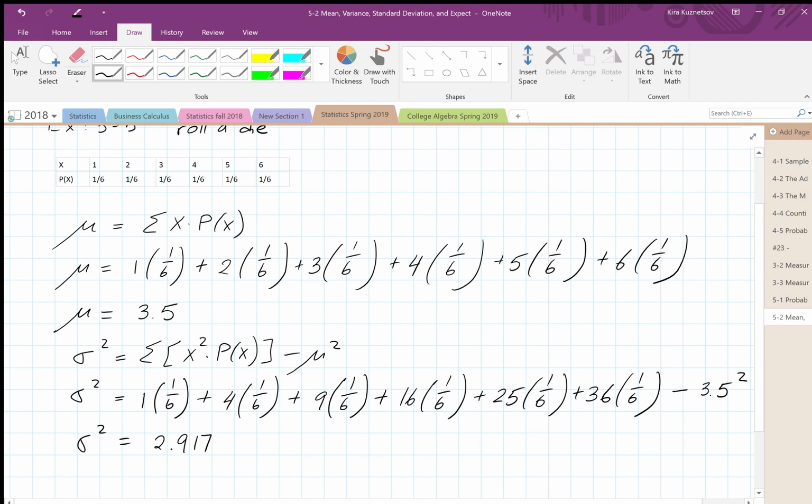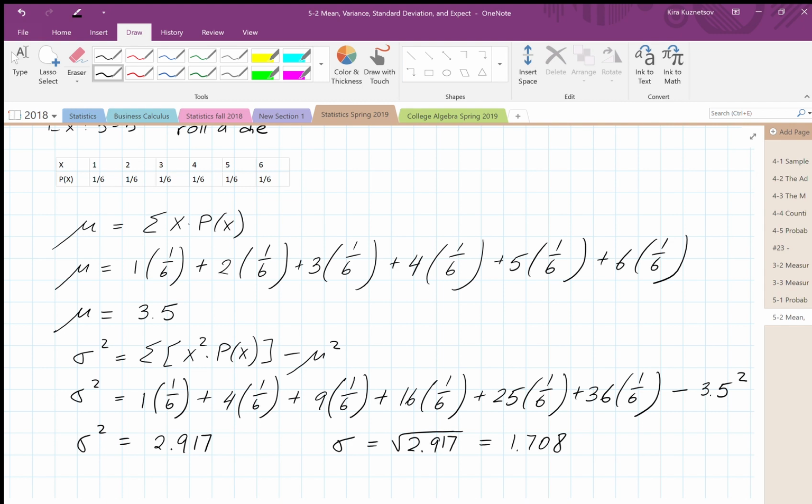2.917 approximately. Now, in order for me to get the standard deviation, all I'm taking is the square root of the variance, and this will get you to 1.708 approximately. So what you have is a spread of 1.708, and a mean of 3.5.